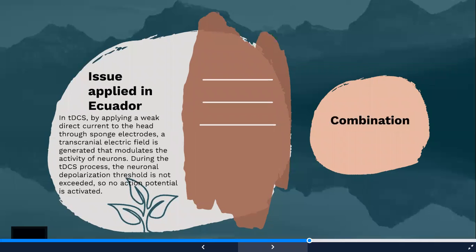Is to apply in Ecuador. In tDCS, by applying a weak direct current to the head through a sponge electrode, a transcranial electric field is generated that modulates the activity of neurons. During the tDCS process, the neuronal depolarization threshold is not exceeded, so no action potential is activated.